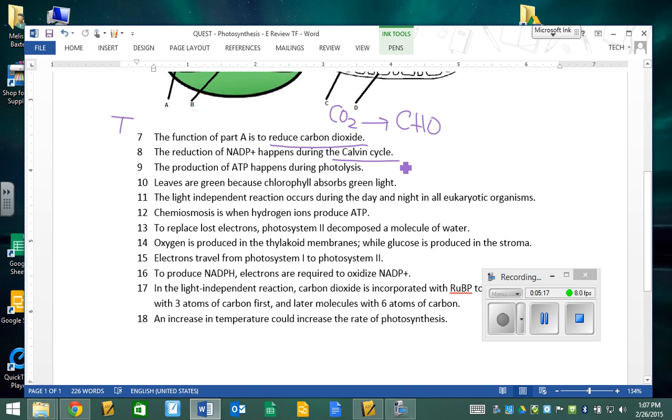The Calvin cycle is part 2. We know that NADPH gets made and then used up during photosynthesis. So it can't be happening during the Calvin cycle. If we replace that with photolysis or part 1 or the light-dependent reaction, whatever you want to call the first part, that's when the reduction of NADP positive happens.